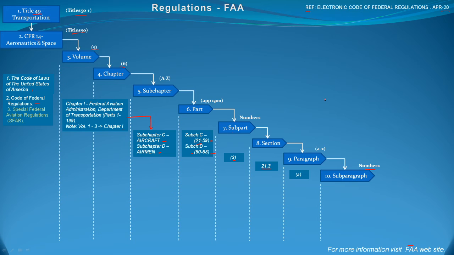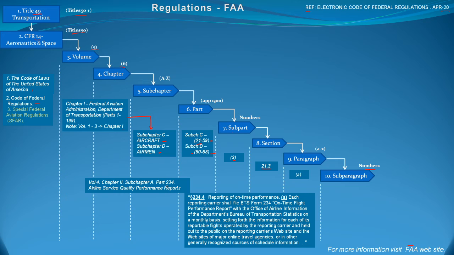Now, I would like to bring a very interesting example here to show you how all these items are working all together, all these parts, subparts, chapters, subchapters. And I'm going to bring, for example, volume 4, chapter 2, subchapter A, part 2, 3, 4, which is about airline service quality performance reports. And under part 2, 3, 4, we have section 234.4, which is about reporting of on-time performance.